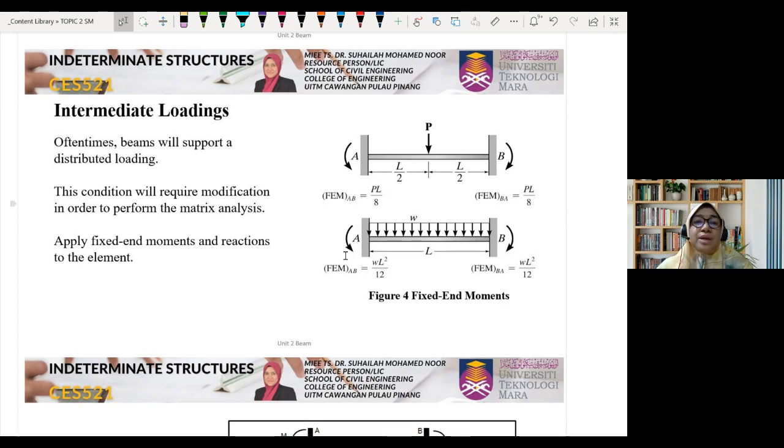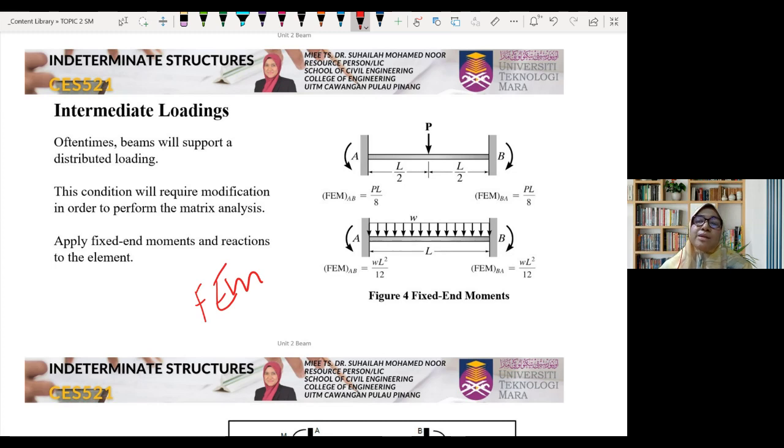Okay, then we also need to understand intermediate loading. If you are coming from matriculation, this is new to you. But if you are coming from diploma, you have actually used this in the analysis of beams using the moment distribution method. This is called the fixed end moment.